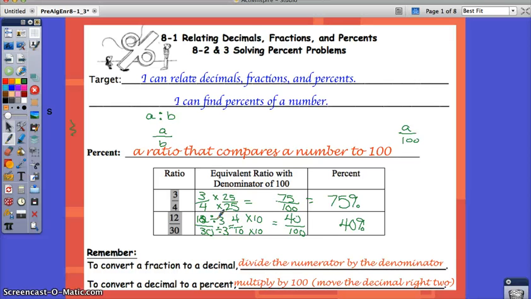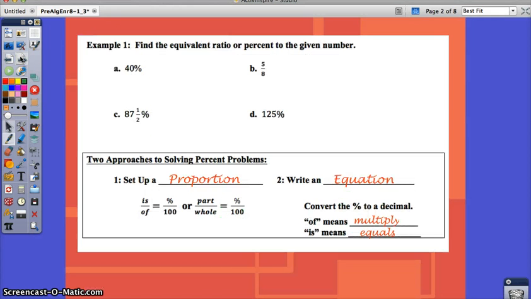So let's try this. In this next section, we're going to do a couple problems where I want you to find either the equivalent ratio if I give you the percent, or find the equivalent percent if I give you the ratio. We did mostly ratios up top, so I only have one more ratio in this example and then 3 percent examples. To convert the percent to a ratio, we'll write it as a fraction.